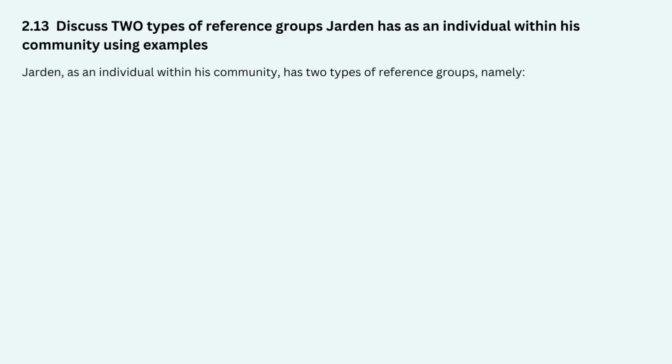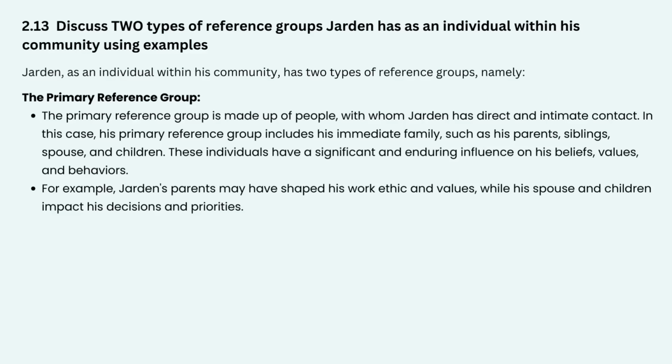Question. Discuss two types of reference groups Jardine has as an individual within his community using examples. Jardine, as an individual within his community, has two types of reference groups, namely 1. The primary reference group. The primary reference group is made up of people with whom Jardine has direct and intimate contact. In this case, his primary reference group includes his immediate family, such as his parents, siblings, spouse, and children. These individuals have a significant and enduring influence on his beliefs, values, and behaviors.